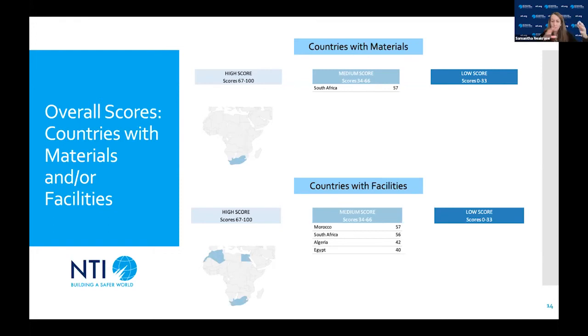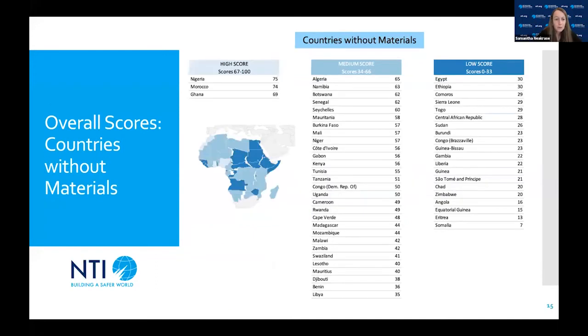If you look at Europe, Eastern Europe, they tend to skew to the high score. And then Asia Pacific is a mix as well, skewing to the high score. But you can see the African countries with the material and facilities right in the middle.